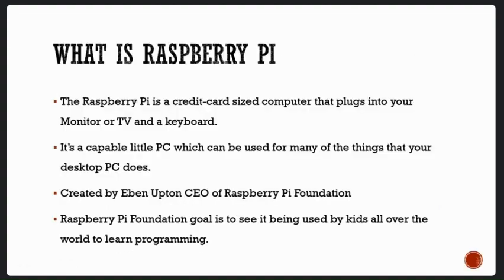So at the beginning, we will see what is Raspberry Pi. The Raspberry Pi is a small size computer that plugs into your monitor or TV and a keyboard. It is a capable little PC which can be used for many of the things that your desktop PC does. It was created by Eben Upton, who is the CEO of Raspberry Pi Foundation. The Raspberry Pi Foundation's goal is to see it being used by kids all over the world in programming.